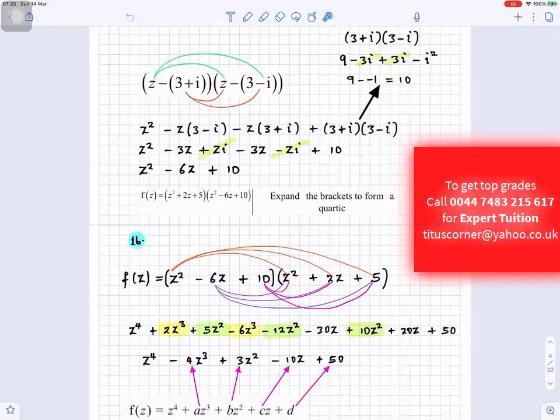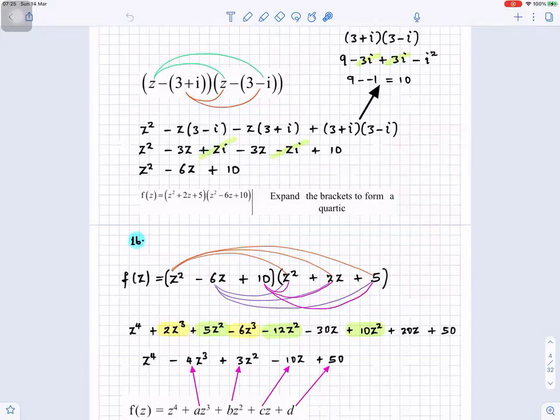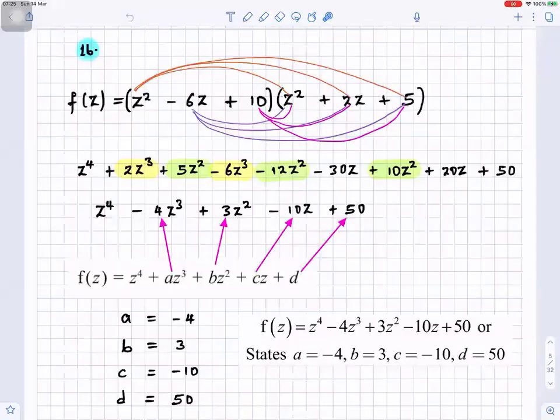So you would expand the brackets to form a quartic. A quartic means polynomial to the power of 4. So when you're expanding it, you can just follow those lines I've drawn there. 1, 2, 3 at the bottom. Z squared will multiply by the 3 terms, 1, 2, 3. Minus 6z will multiply, follow the purple line, by the 3 terms, and 10 will multiply, follow the pink lines, by the 3 terms. So you have 9 terms.